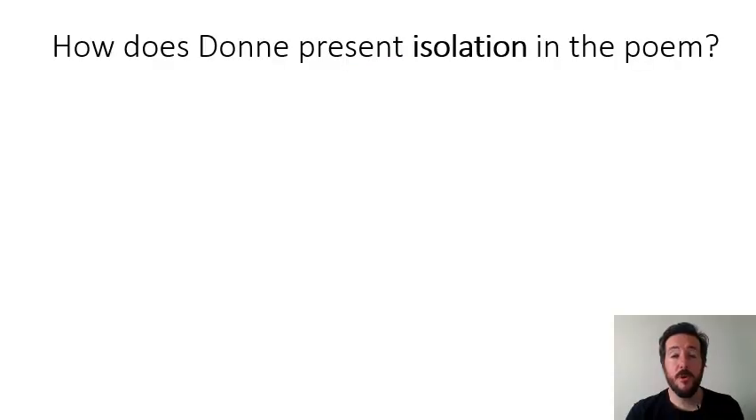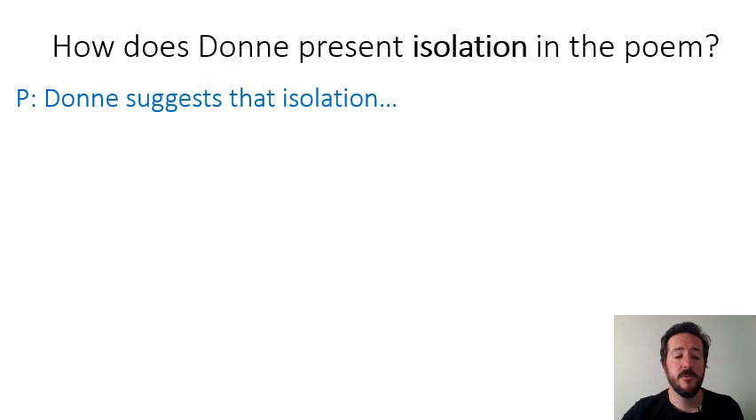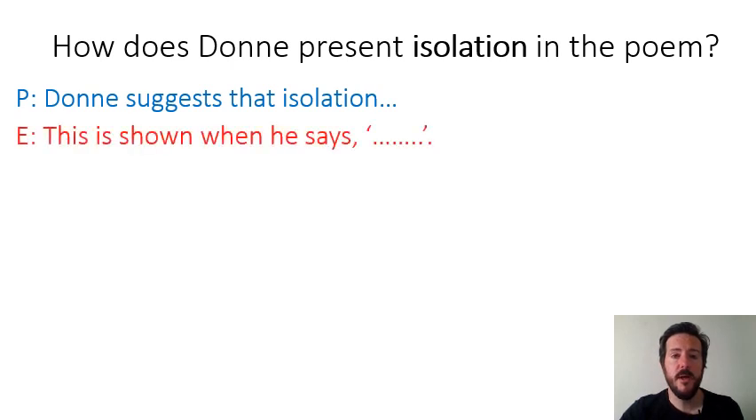So what would a PETAL paragraph answer look like? This is the question that you're going to be answering in the next lesson. How does Donne present isolation in the poem? So you'd want to start off with a point. Donne suggests that isolation is, and you'll see here that I'm using that word isolation, which is mentioned in the question. So I'm making a really clear point and showing the examiner that I'm answering the question that he's asked.